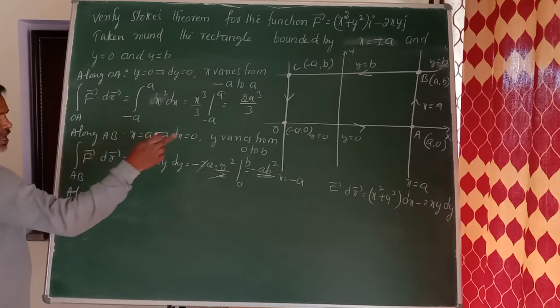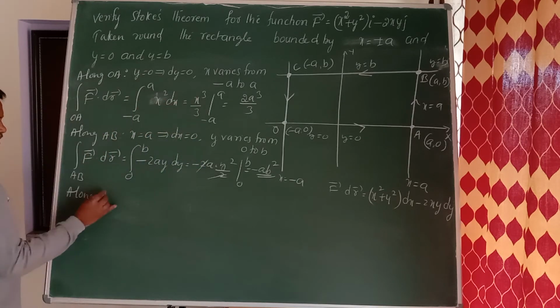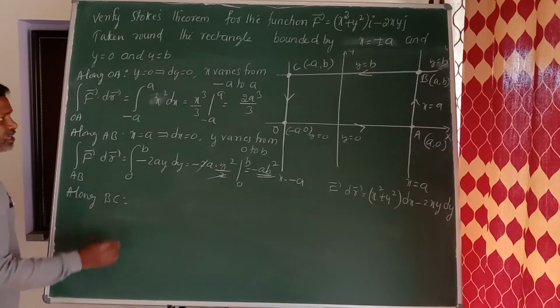So now along the curve we have to take. OA is over, AB is over, now BC. Along BC, what is the condition?